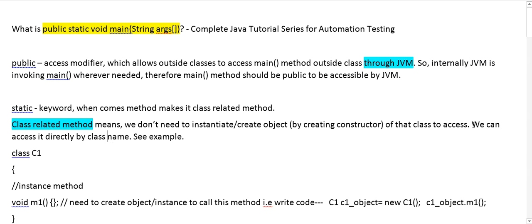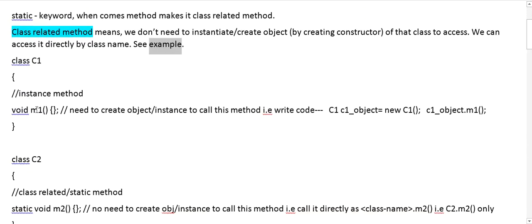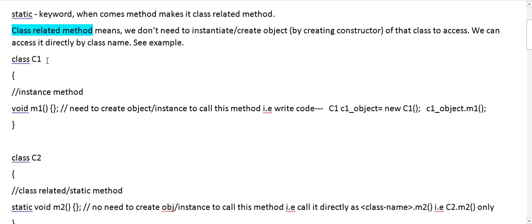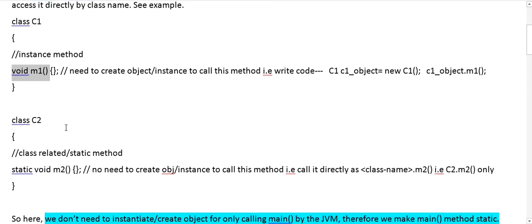How it works will be discussed in our next video also, but here we will discuss it with an example. We can access it directly by the class name. For example, we will have a class named C1, and some method called m1. That is a general method which we use to create. It is an instance method, as it is not a static method.